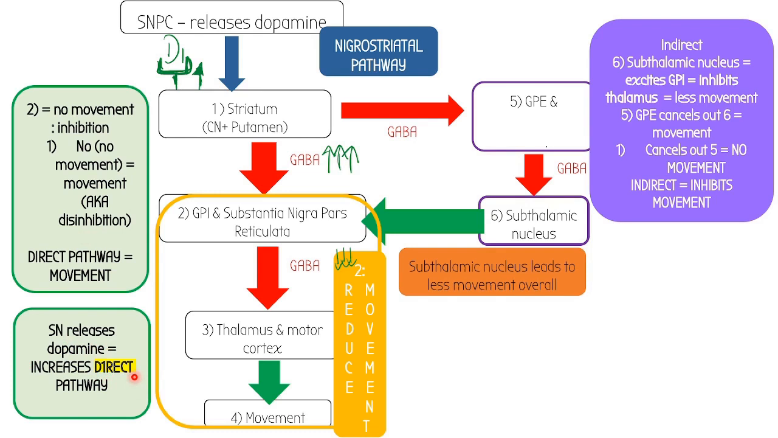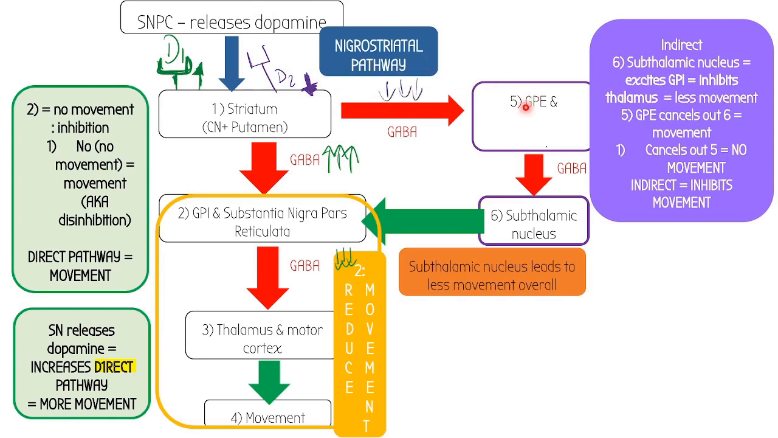So it leads to movement. And our striatum also has D2 receptors, which are inhibitory. These are going to act on the indirect pathway. When dopamine hits these D2 receptors, this GABA production is going to decrease.